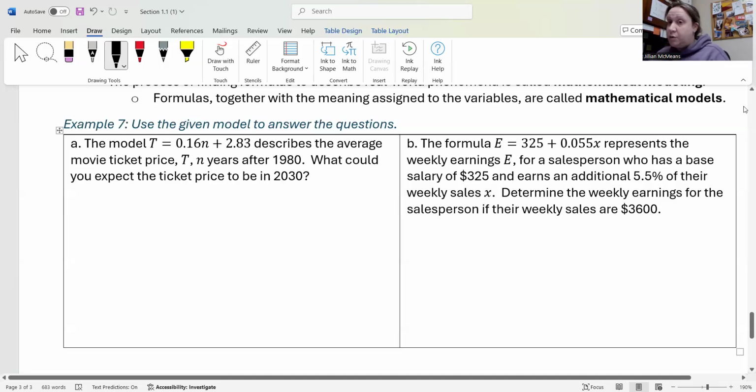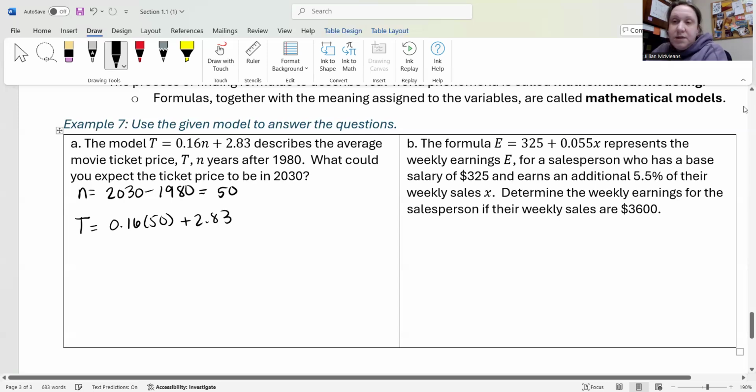Before we can find the average ticket price to be expected in 2030, we need to figure out what N is. N is the number of years since 1980. So take whatever year is in question, 2030, subtract 1980. When we do that subtraction, we get 50. So we're looking to see what the average ticket price is when N is 50. In the formula for T, anywhere you see an N, plug in a 50. We're doing that evaluating thing, which we've done a couple of times. So we get 0.16 times 50 plus 2.83.